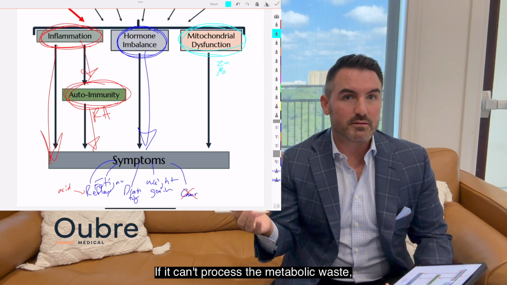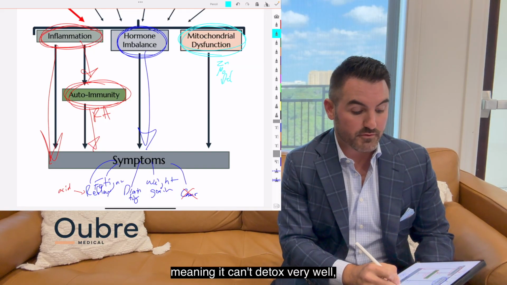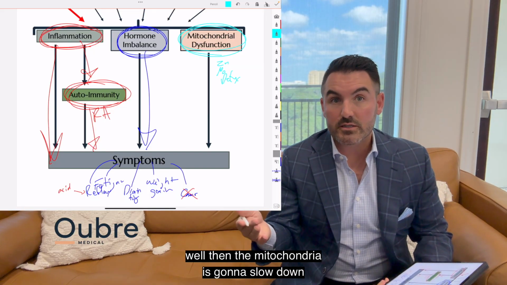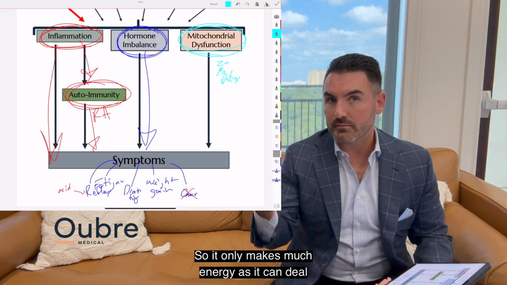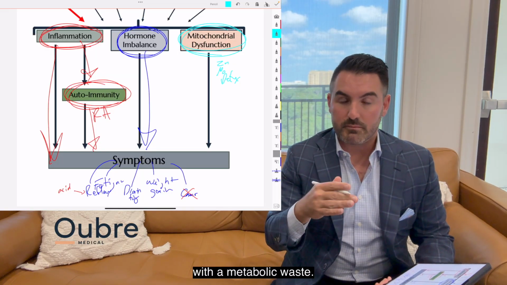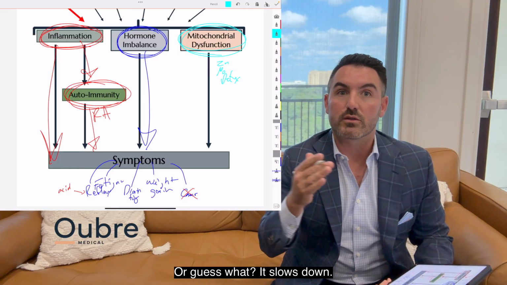If it can't process the metabolic waste, meaning it can't detox very well, well then the mitochondria is going to slow down and not make enough energy, because it knows that it doesn't want to kill itself. So it only makes as much energy as it can deal with the metabolic waste, or guess what? It slows down.